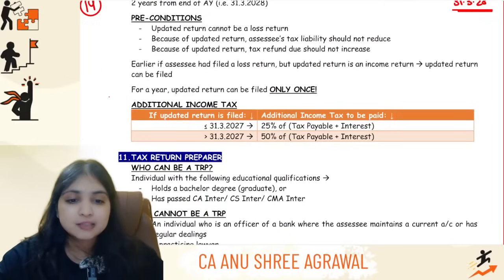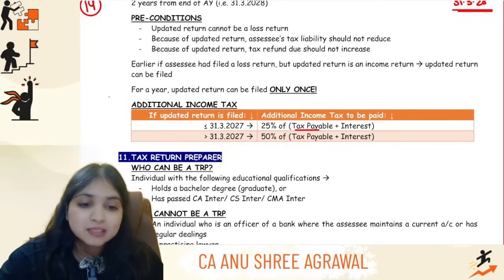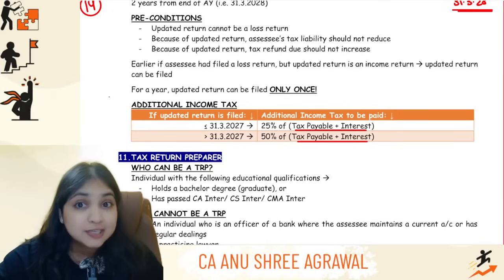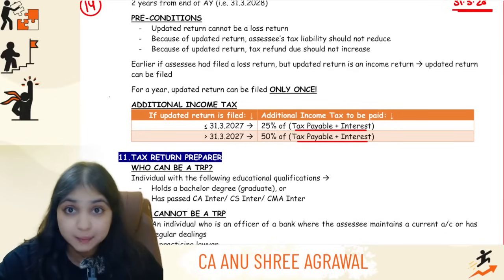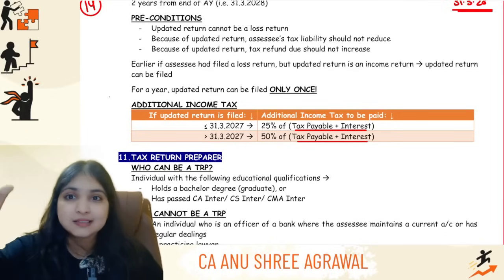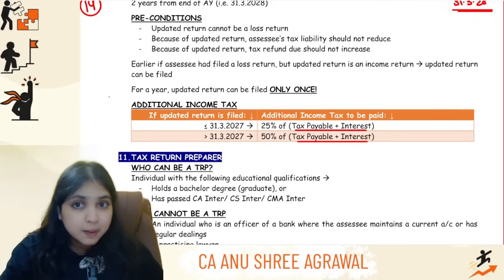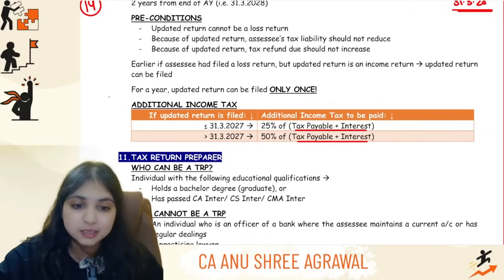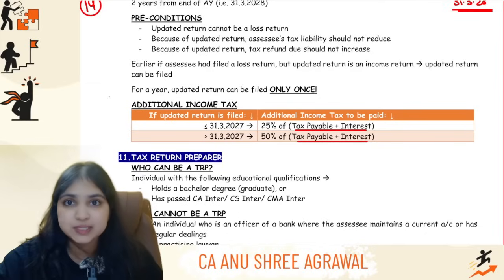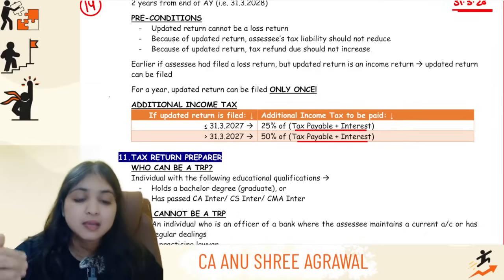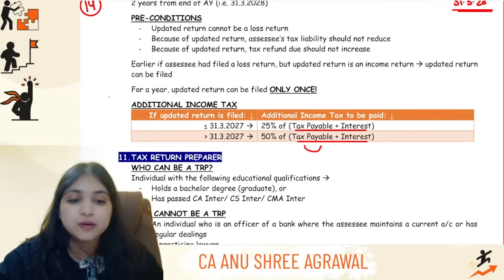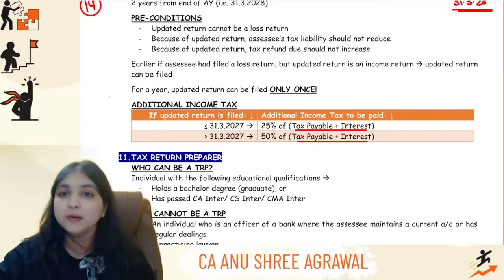Now, additional income tax is 25%, 50%, fine. But 25%, 50% of what? Of tax payable plus interest. Which interest? The 234ABC interest. Please notice it is tax payable, not tax liability. So it is tax payable, which means tax liability minus TDS/TCS credit minus advance tax. Tax payable plus interest, into 25% will be your additional income tax, and if you file your updated return in the last 1 year, then 50% of tax payable plus interest will be your additional income tax.